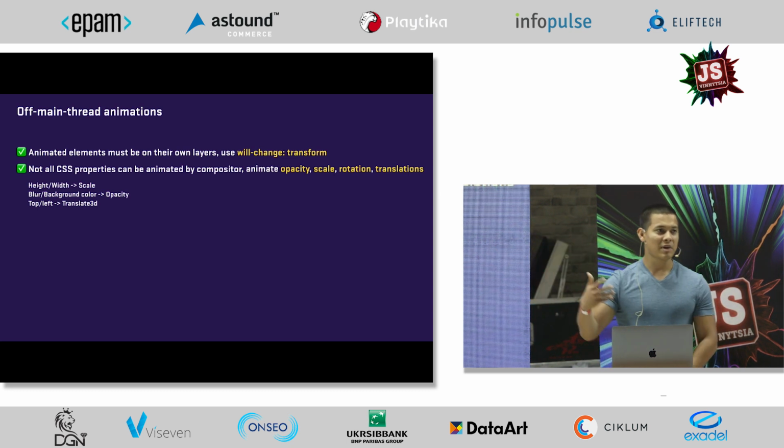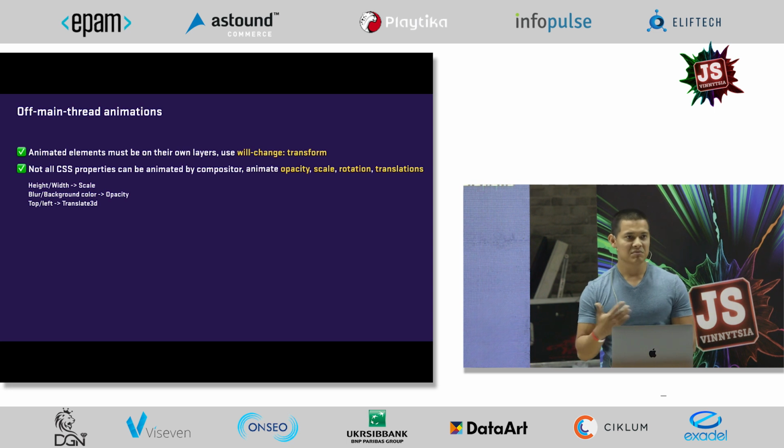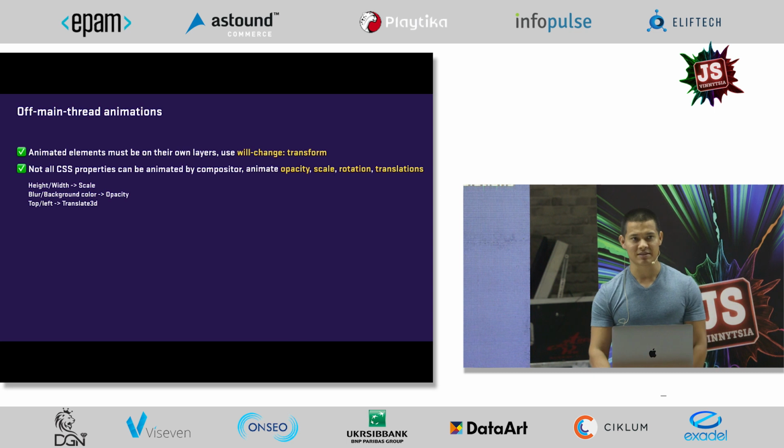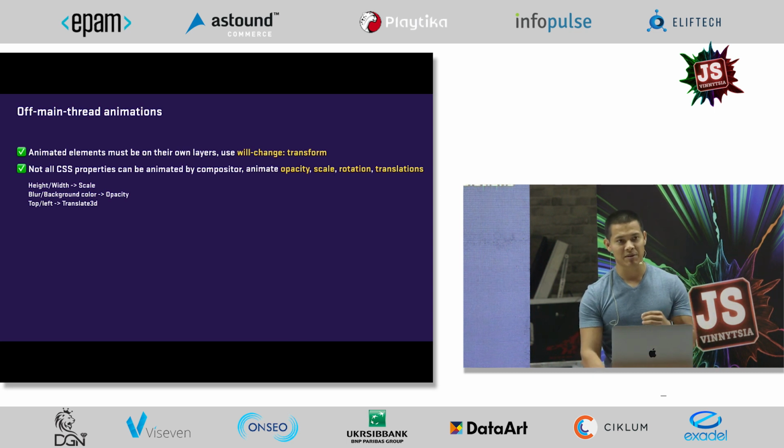So if you're animating height and width, try to use scale instead. If you're blurring the background, maybe create a blurred version of the background already and just change the opacity. If you're moving top and left, use a 3D translation. You know, there are tricks to put your animations in only one of these 4 properties.